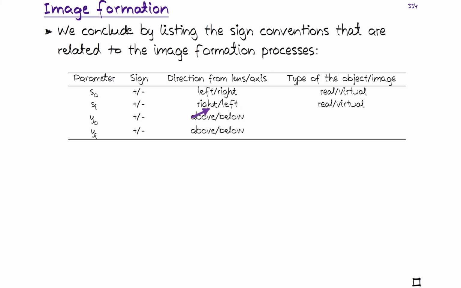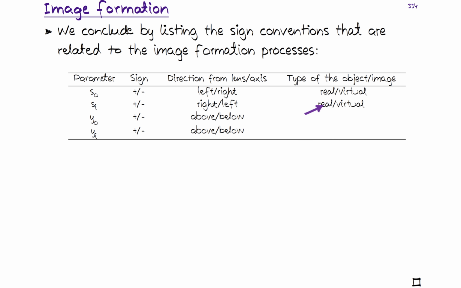And then the type of the image, is it real or virtual? Then YO, if it's positive, then it's above the optical axis. If it's negative, then it's below. And then YI, if it's positive, then it's above. If it's negative, then it's below. And with these sign conventions, you can make sense that when we have a positive transverse magnification, then the image will be upright. If the transverse magnification is negative, then it will be upside down, and so forth.